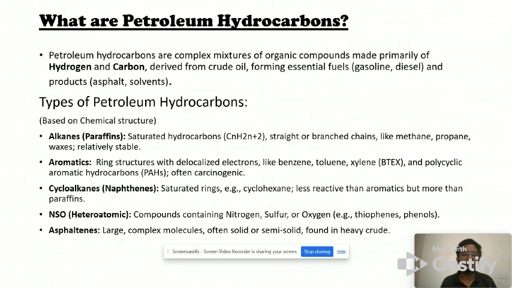The next type is a compound based on the composition like nitrogen, sulfur, or oxygen. They are also known as heteroatomic compounds. Examples include thiophene and phenols. The last type is called asphaltenes. They are large, complex molecules, often in solid or semi-solid states, and they are found in heavy crude oil.